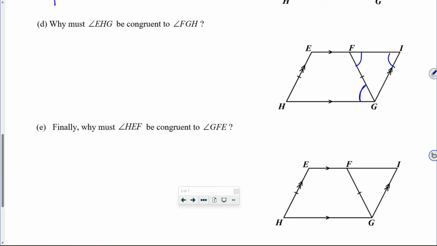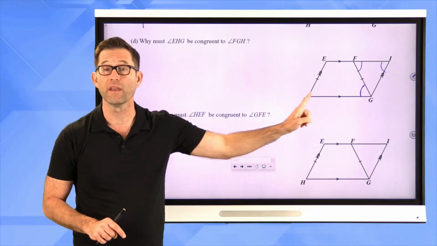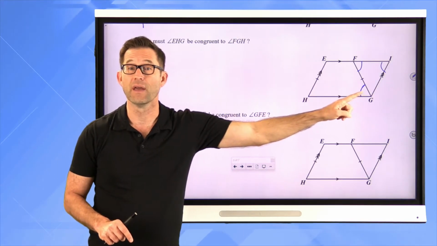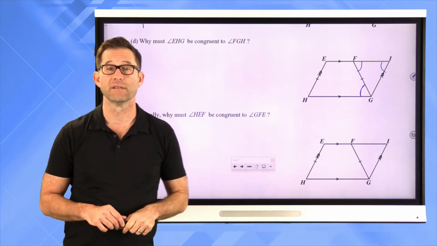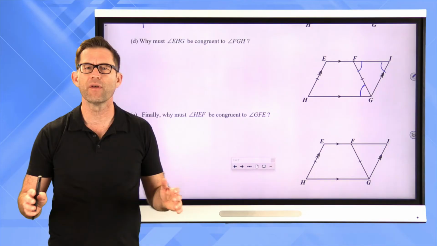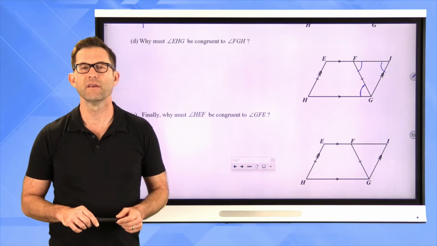Why must angle EHG be congruent to angle FGH? All right, so this is one of the things that we were trying to prove. We're trying to prove that EHG, this angle, is congruent to angle FGH, right? We want to prove that those two base angles of an isosceles trapezoid are congruent. But why is that given everything that we see right now on the picture? Pause the video and see if you can answer that.